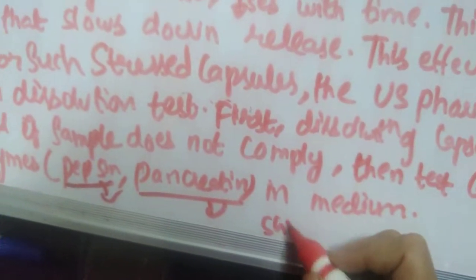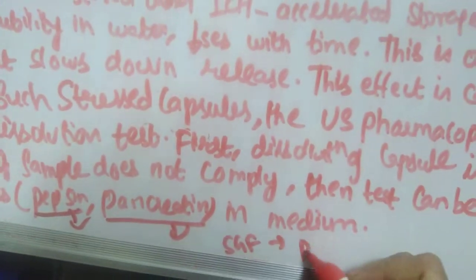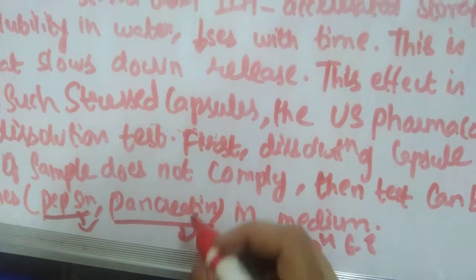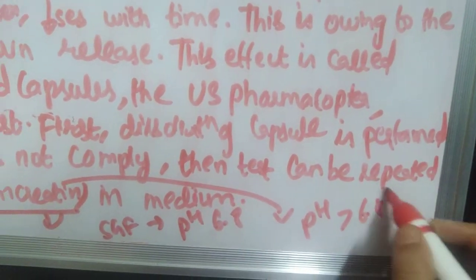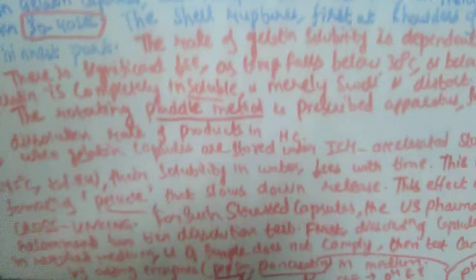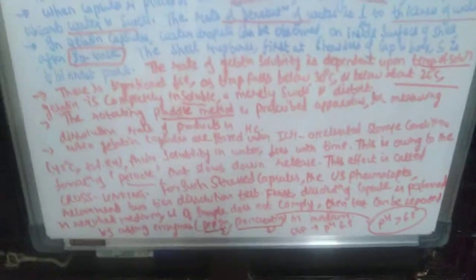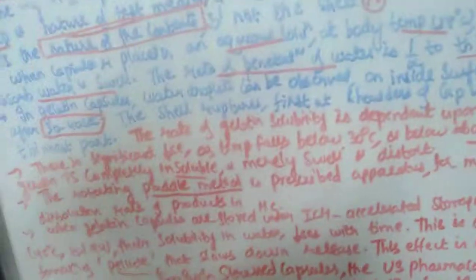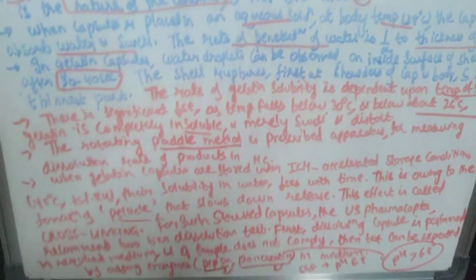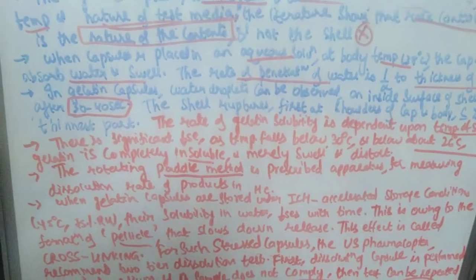So pepsin is the enzyme which is used to mimic your simulated gastric fluid. That means it will maintain the pH up to 6.8, and pancreatin is the one that will maintain the pH above 6.8. So that is simulated intestinal fluid. So two-tier dissolution testing is meant for the capsules that are cross-linking. Why such cross-linking happens is due to gelatin, because gelatin gets cross-linked, so that results in the formation of a pellicle. So that will slow down the drug release.